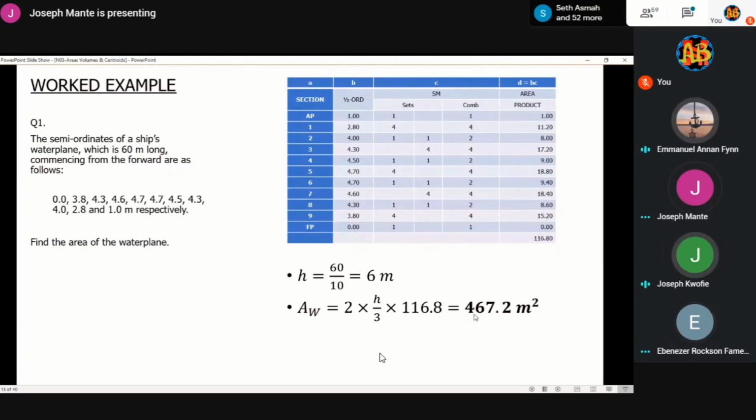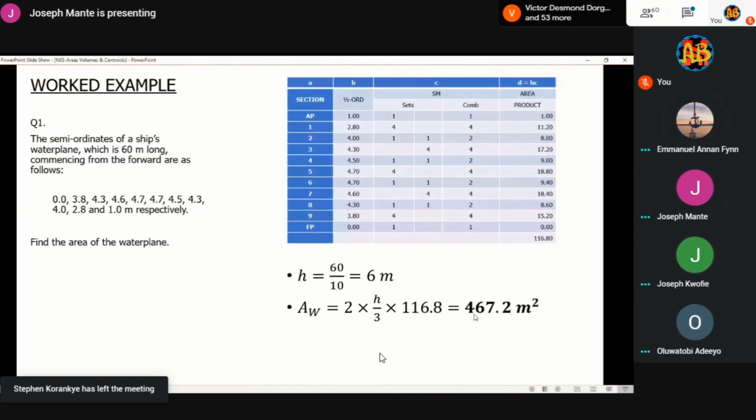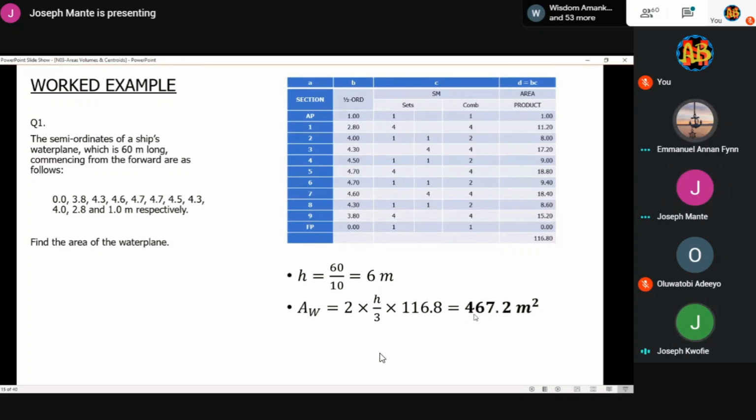Please wait. The sets, are they giving the questions? Which one? The sets. The 0.0, 3.8, 4.3, and all that. No, the one with the 1, 4, 1, 1, 4, 1. Is he giving the question? No, sometimes you have to come out with the sections, because this was the question that I was giving. This one is a solution.